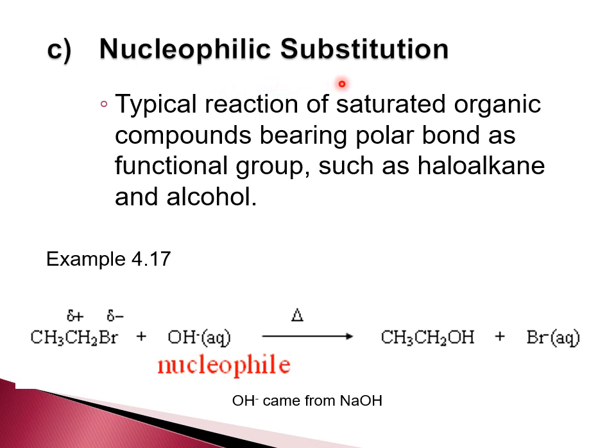Nucleophilic substitution is a reaction of a saturated organic compound bearing a polar bond, such as haloalkane and alcohol. They will replace halogen with hydroxy or hydroxy with halogen, vice versa. However it is, bromine and hydroxy group will replace each other in this carbocation.